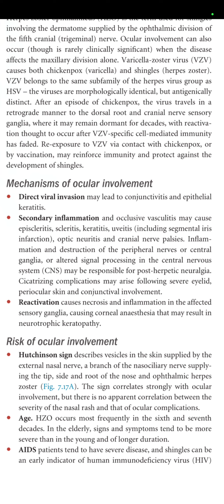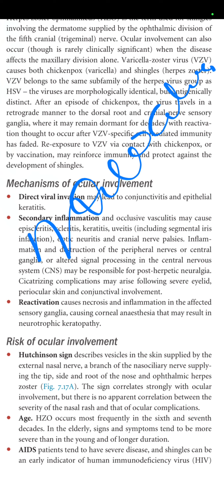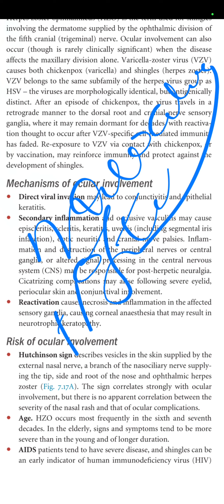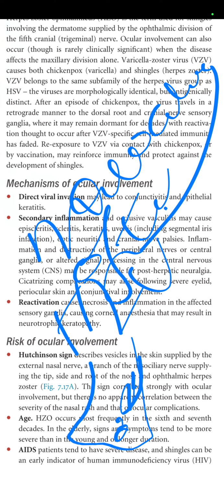So basically, when there is nasociliary branch involvement with the herpes zoster virus, there will be rashes present at the tip of the nose and the side of the nose. So this is a Hutchinson sign, and this suggests that there is a risk that herpes zoster ophthalmicus will be present in such cases.